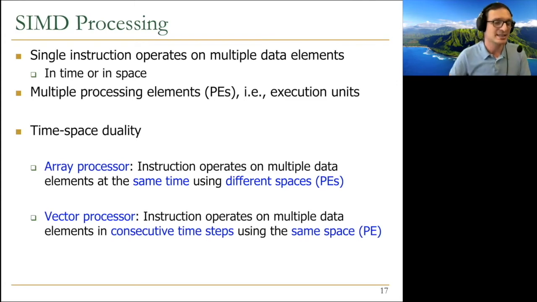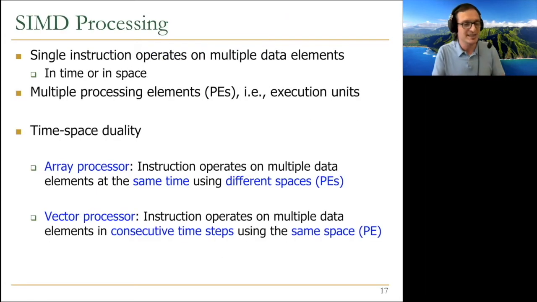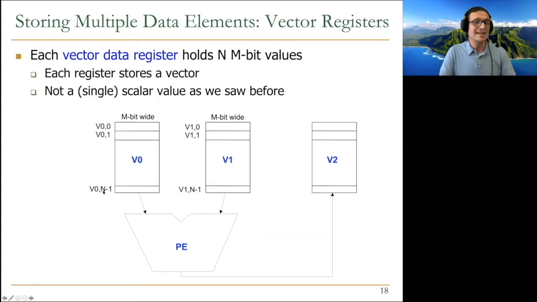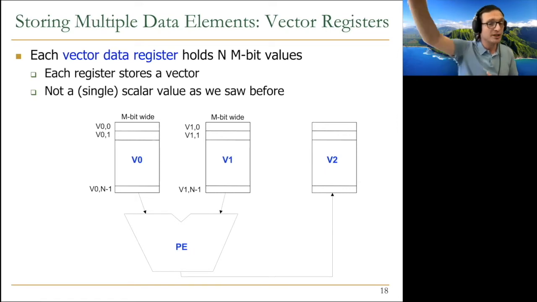So I think this is best exemplified with an example. But before I go into the example, I should also introduce the concept of vector registers because it's going to be important. I'm going to give you an example that distinguishes vector and array processors soon. But let's take a look at how we do it first. Basically, we're going to operate on vector data registers, which store essentially vectors. Each register stores a vector. Contrast this with a single scalar value. Remember, in MIPS, R0 stores a 32-bit value. Okay, now we're going to add one more dimension to it.